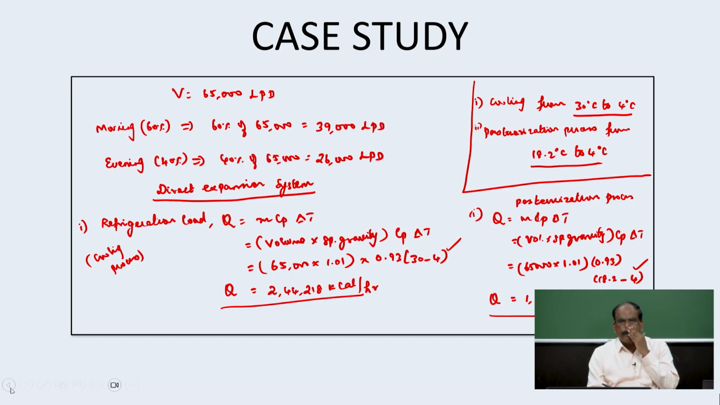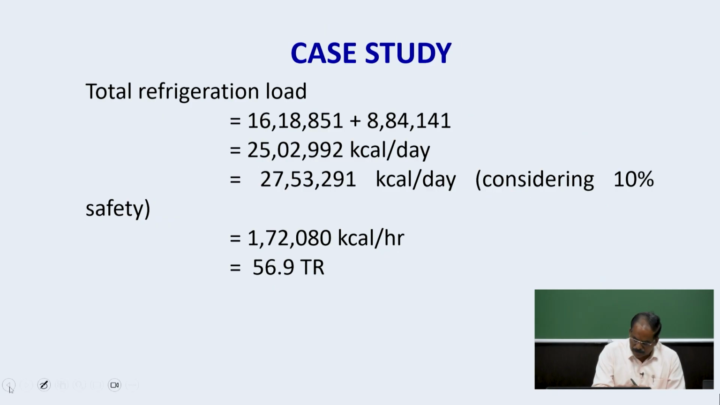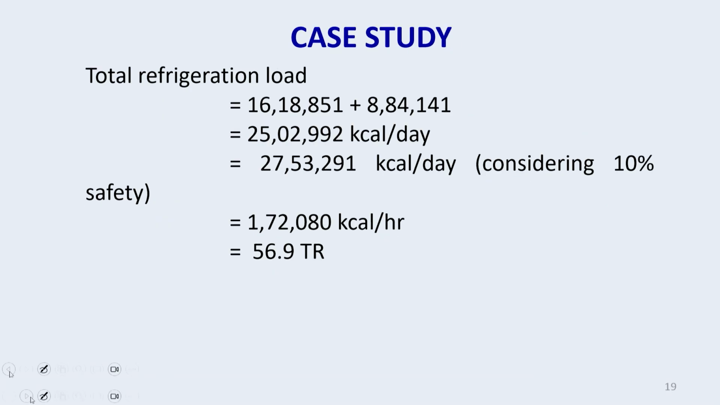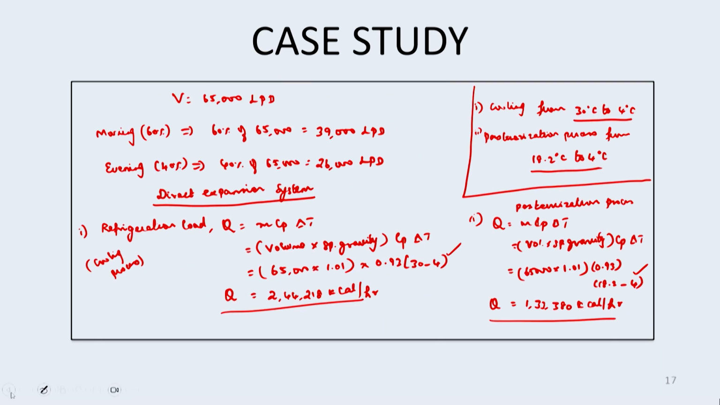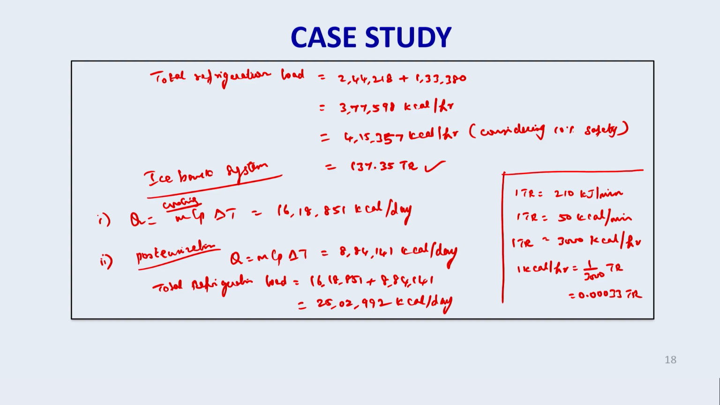So we can convert it into TR. This is for 24 hours, so first convert it into kilocalories per hour, then convert the kilocalories per hour into tons of refrigeration. We will get 56.9 TR. So when we are using an ice bank system, the total refrigeration load comes to 56.9 TR, including the factor of safety of 10%. And for a direct expansion system, we are getting 137 TR.